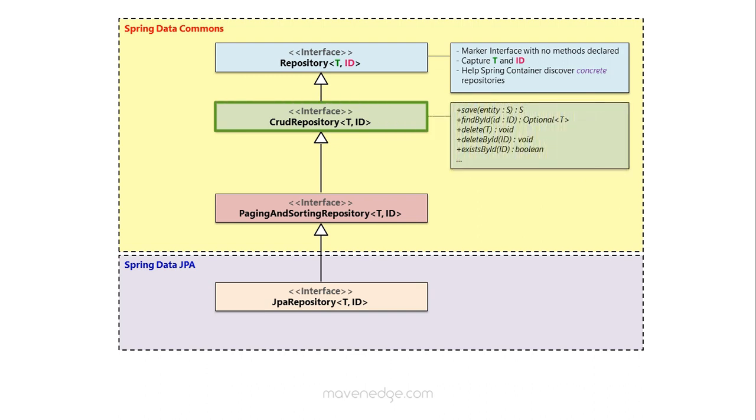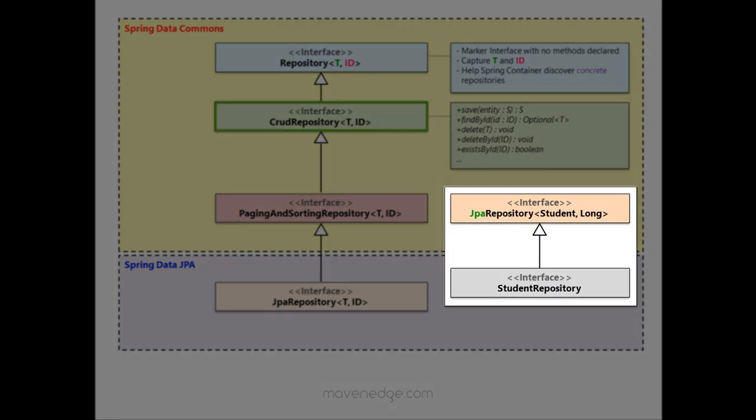And then this CRUD repository here, as the name suggests, provides the CRUD methods. In fact, all the methods that we have used so far, the save method, find by ID, delete, and other methods, they all have been declared in this CRUD repository. So our student repository, which we made to extend from the JPA repository, if we had rather made it extend the CRUD repository, even then everything would have worked just fine for us.